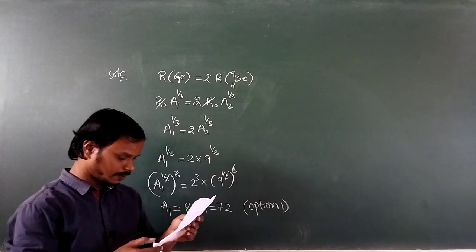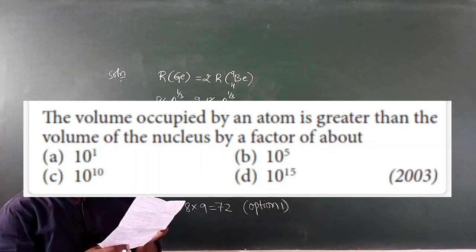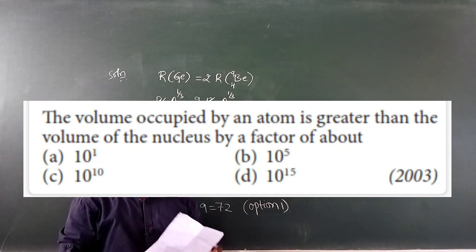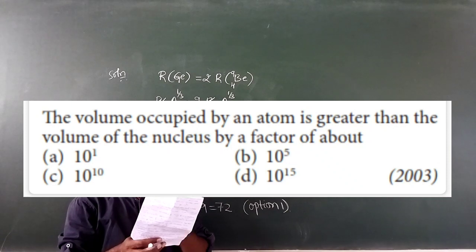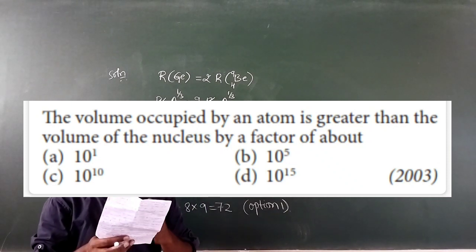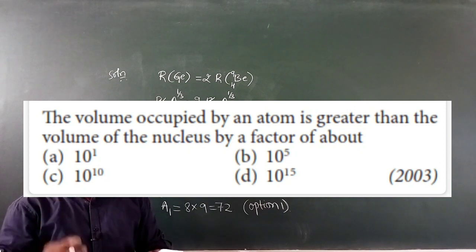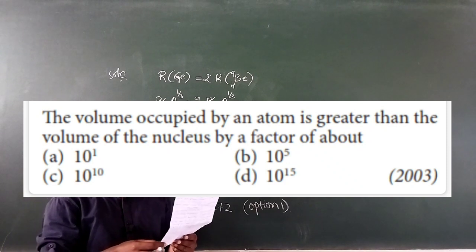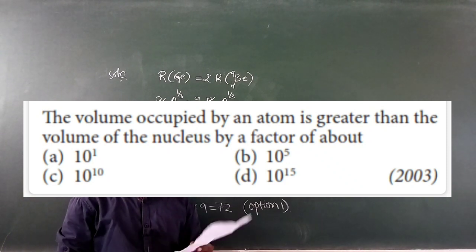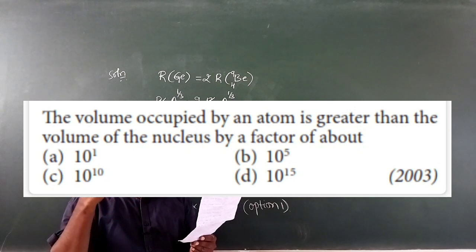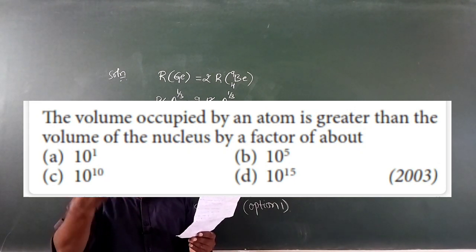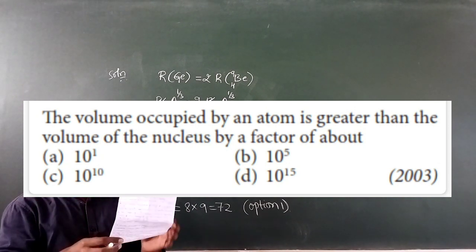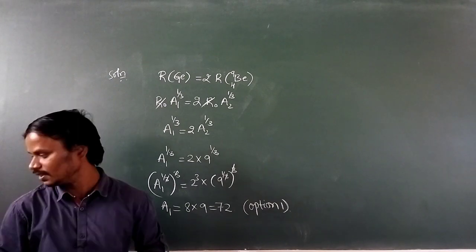So next question. The volume occupied by an atom is greater than the volume of the nucleus by a factor of about. Means we have to find that factor. First option 10 to the power of 1, second option 10 to the power of 5, third option 10 to the power of 10, and last option 10 to the power of 15. So by what factor is the volume of the atom greater than the volume of the nucleus?